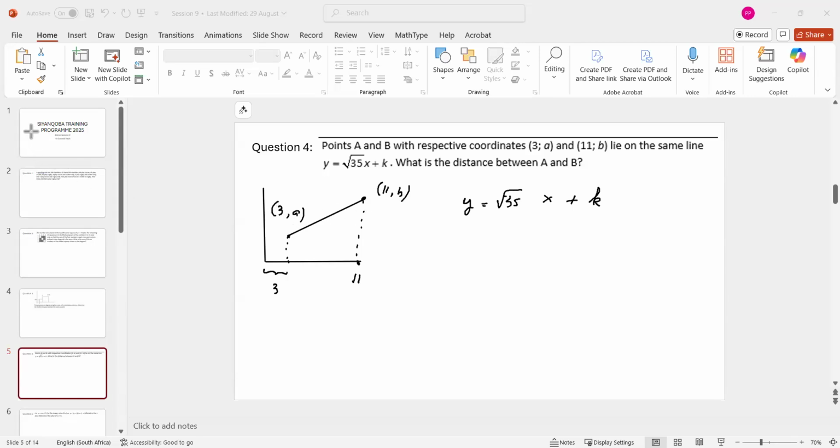So how do you calculate that? Well, the usual way is you must try to create a right angle triangle, because that's the only way you can calculate distances in algebra, or mostly. So let's draw a right angle triangle here. Make that the hypotenuse.